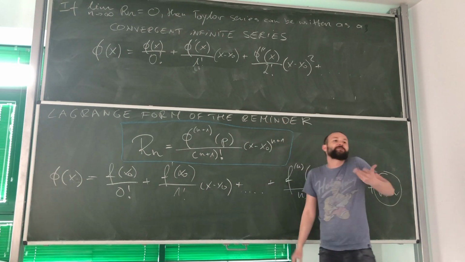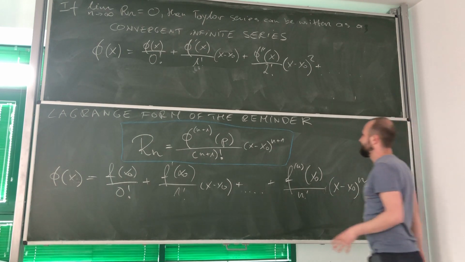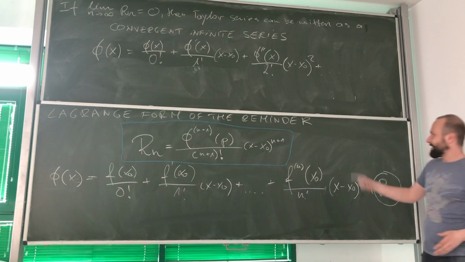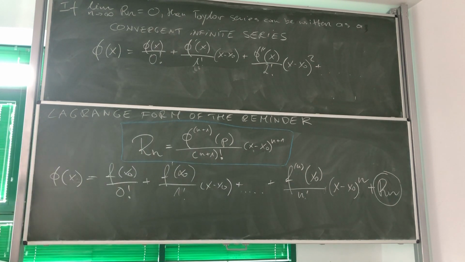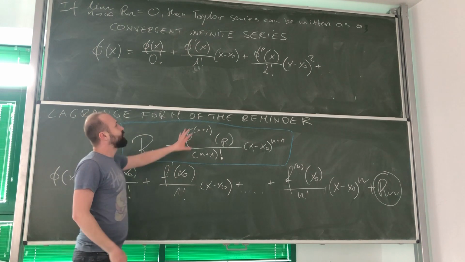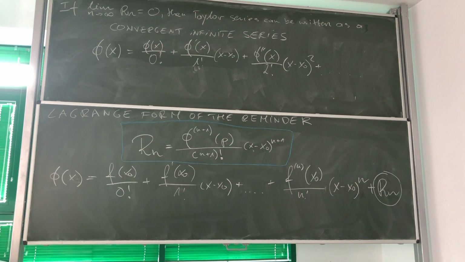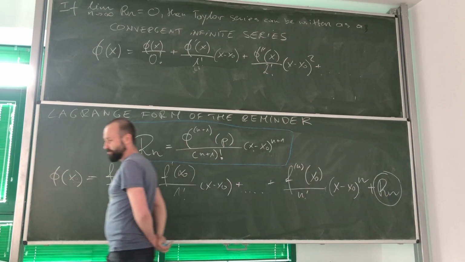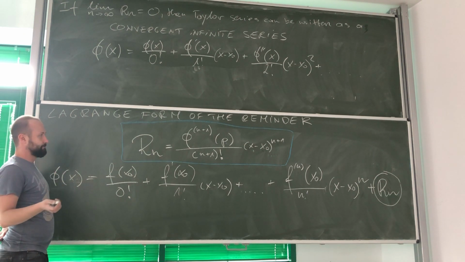What is that exception? It is generally some number between x and x0, so between the point of expansion x0 and the point of evaluation x. We usually do not calculate it per se. What we want to do is to assess some properties of this remainder.